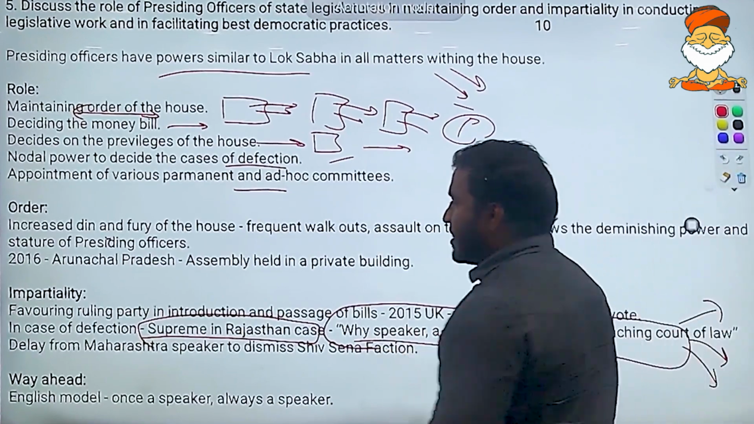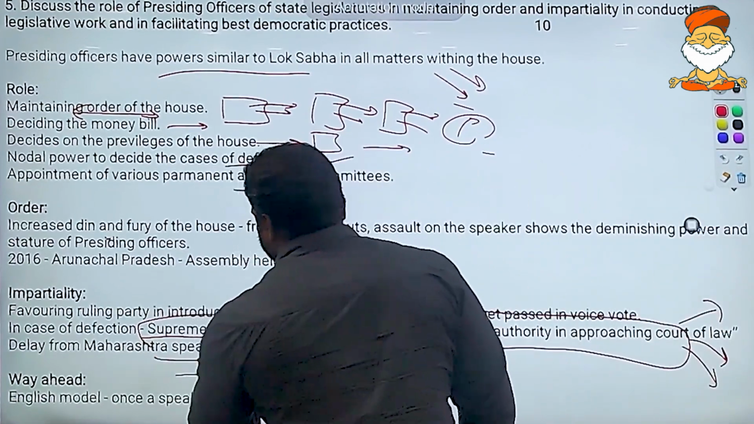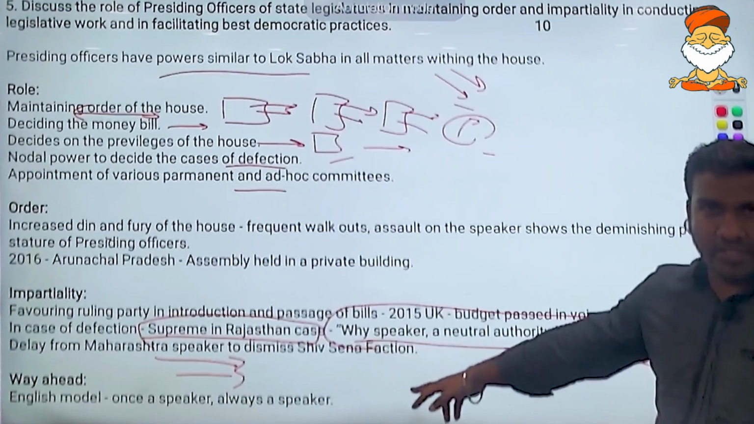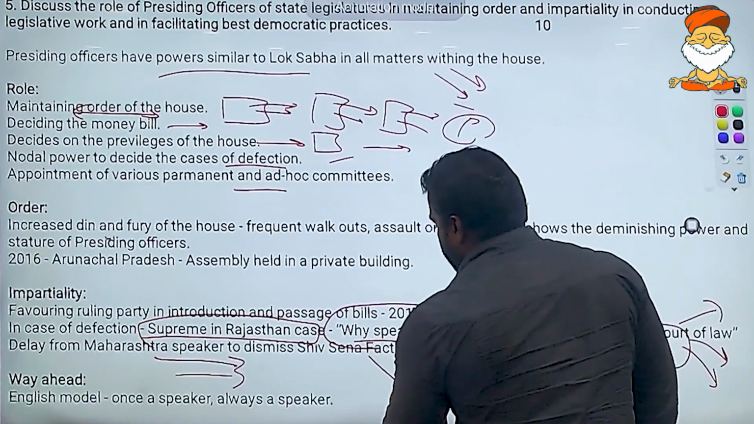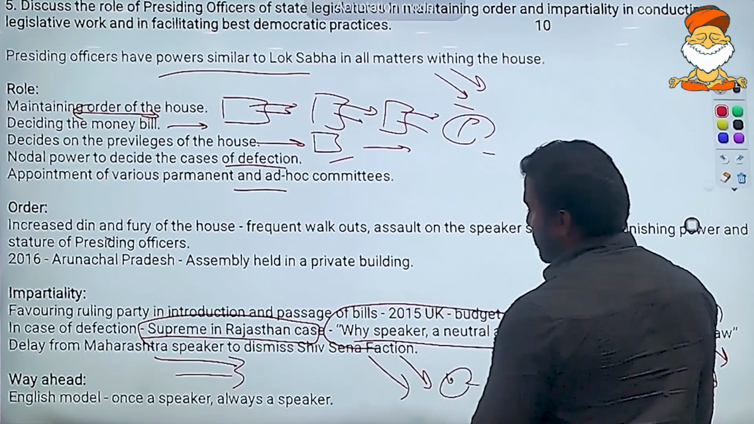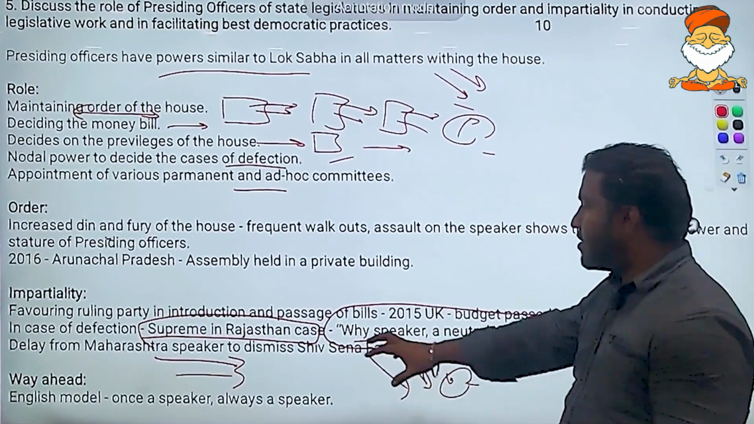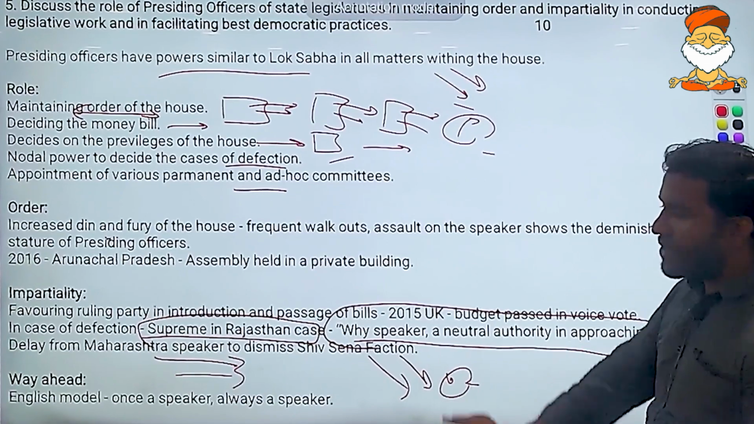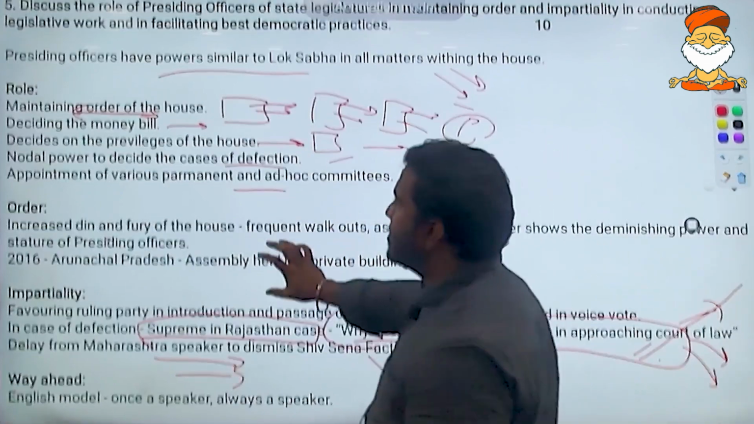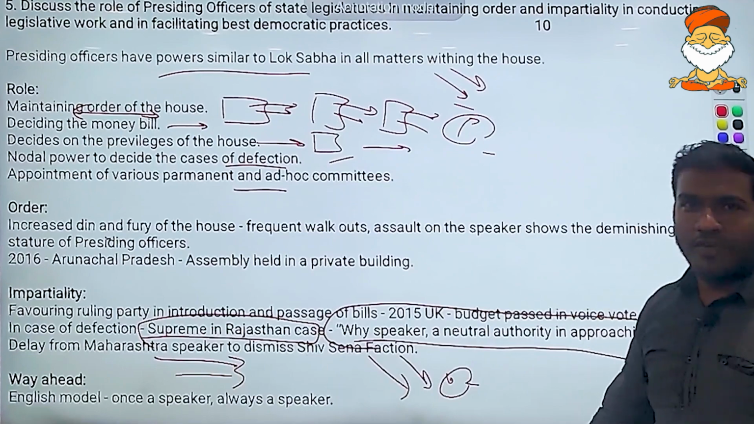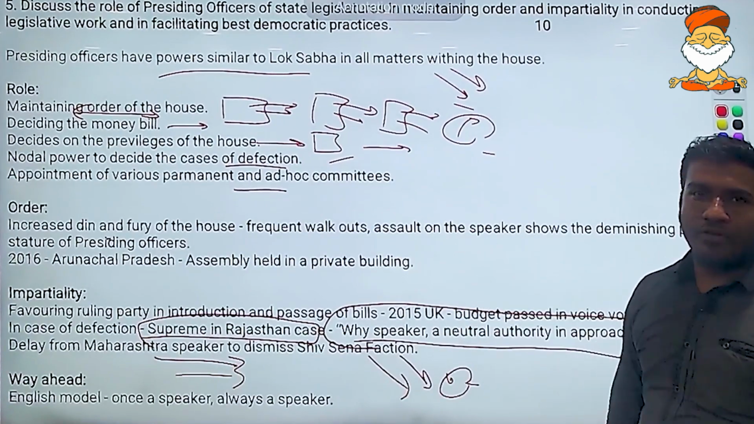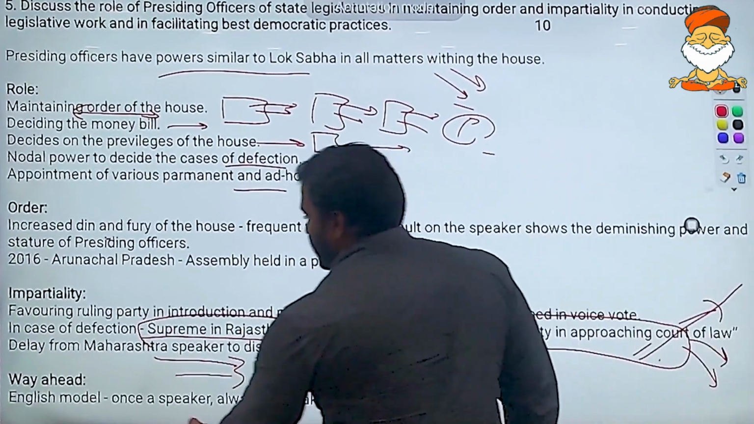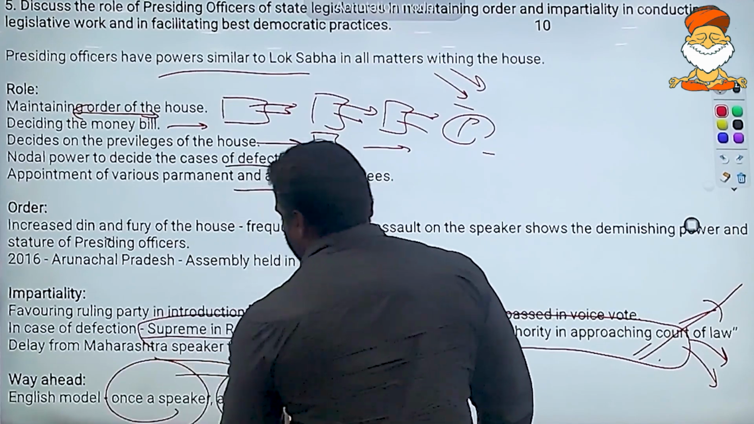And say the delay on the part of the Maharashtra speaker to dismiss the Shiv Sena factions, when there was a faction between Shiv Sena 1 and Shiv Sena 2.0. We need not offend anyone; just write in crisp form what the examples were. All these show that the speaker should be more powerful than ever. Way ahead, we will go to the English model, that is once a speaker, always a speaker.